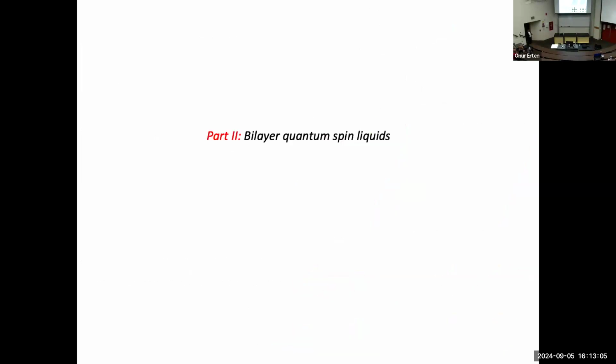All right, so now I'm moving to my second part. So everything I talked about so far was more or less semi-classical, and this part will be all quantum, but it's going to be a little bit of math also. Okay, so I'm giving you a warning right now. So for the last 15 minutes, I can show some math, right? So, bilayer quantum spin liquids.